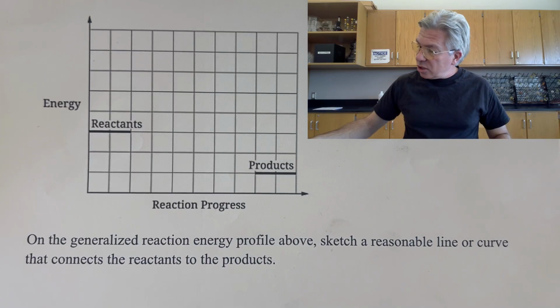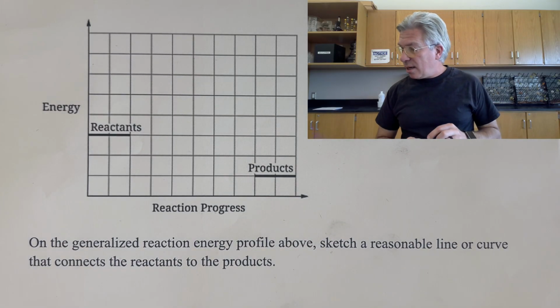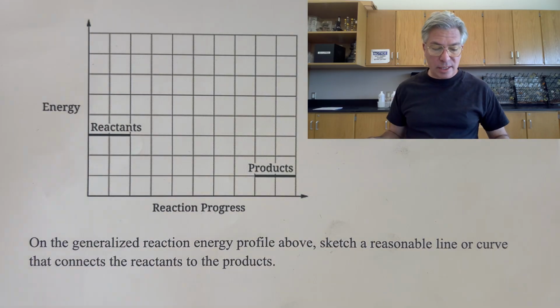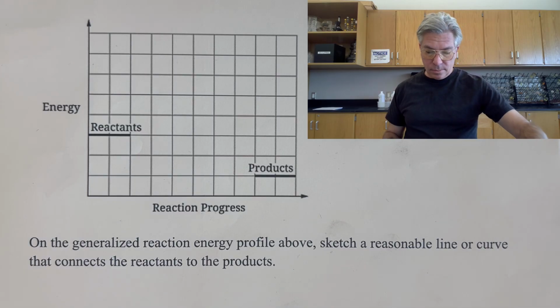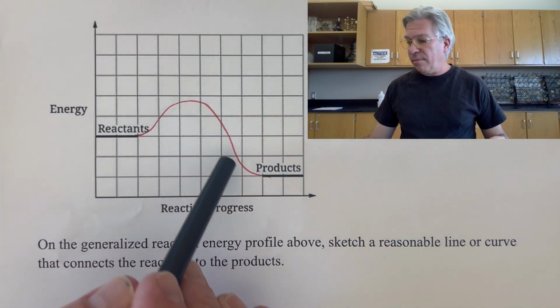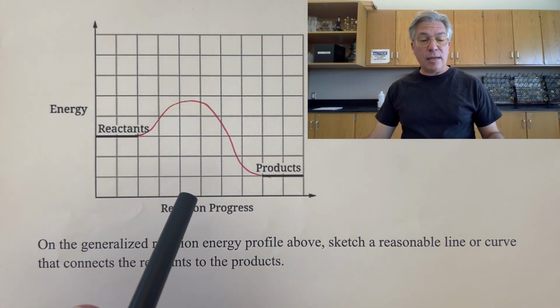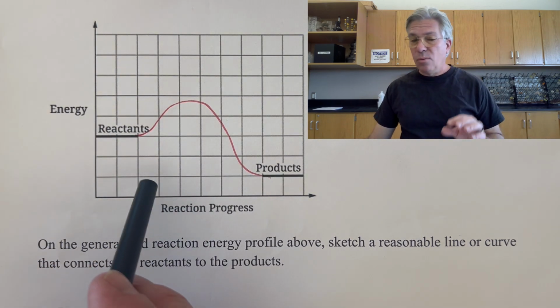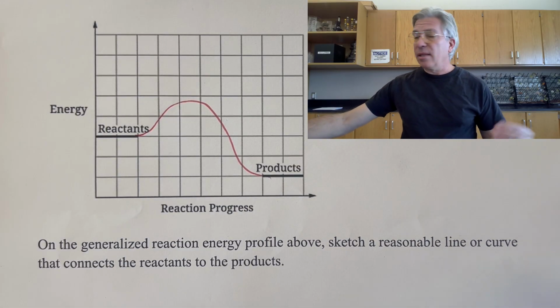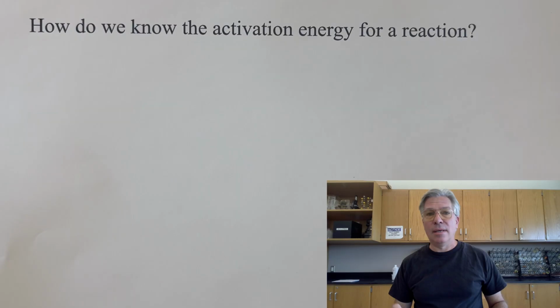On the generalized reaction energy profile above, sketch a reasonable line or curve that connects the reactants to the products. Take a moment, pause the video, make a quick sketch, and I'll see you back here in a second. All right, and again, these are meant to be fairly general, just getting a visual point across, and so we end up with something that looks like this. Sometimes they are labeled, as you'll see in the questions at the end, with actual numbers that we can use to find the activation energy. But for something like this, very, very general.